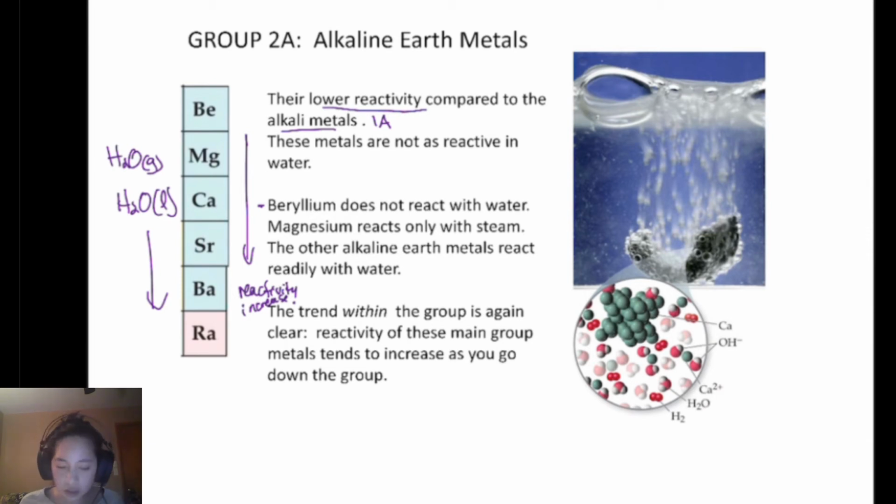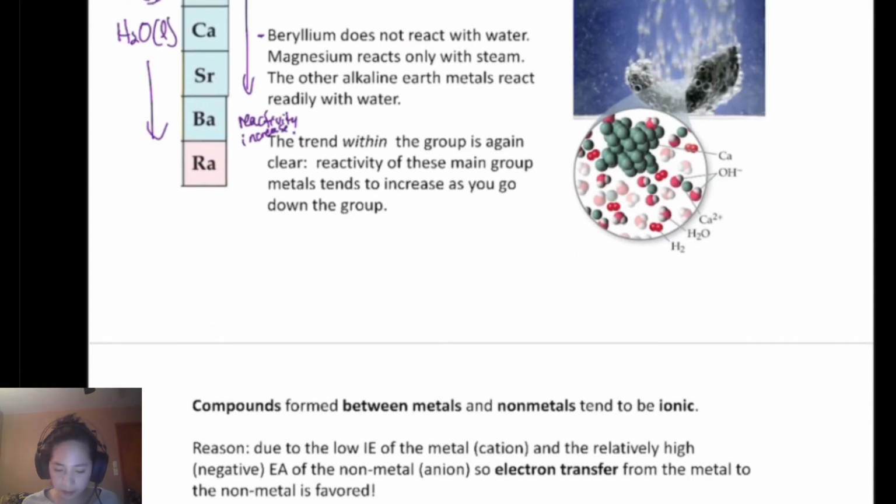Great. So you can see that with magnesium, it will only react with hot steam. And then if you go one element down to calcium, solid calcium will just react with plain old water. And same with strontium, barium, and radium.